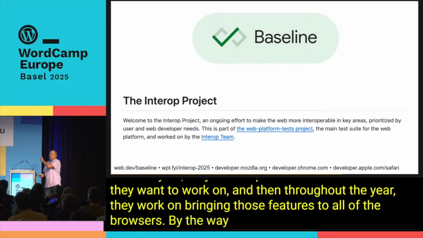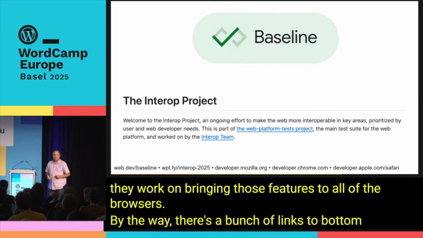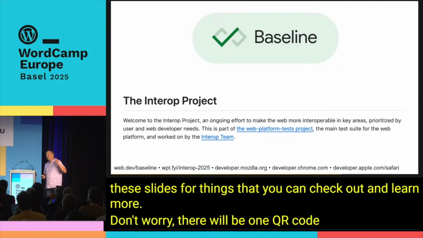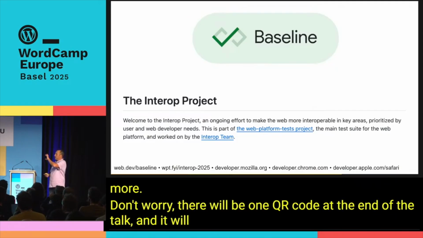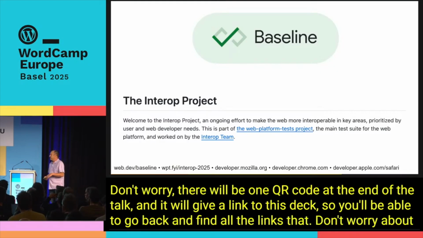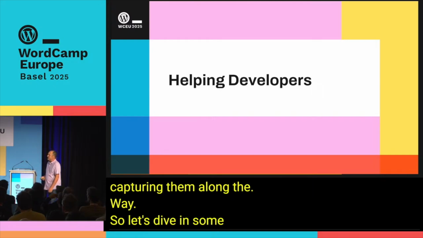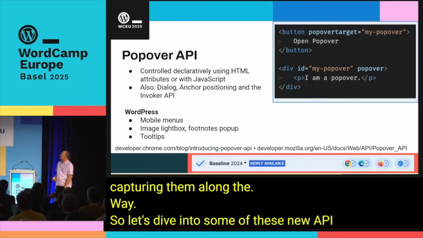By the way, there's a bunch of links at the bottom of these slides for things that you can check out and learn more. Don't worry, there will be one QR code at the end of the talk, and it will give a link to this deck, so you'll be able to go back and find all the links, so don't worry about capturing them along the way. So let's dive into some of these new API features.